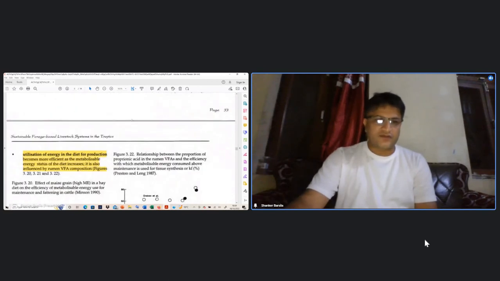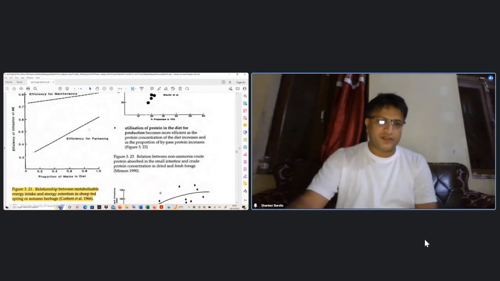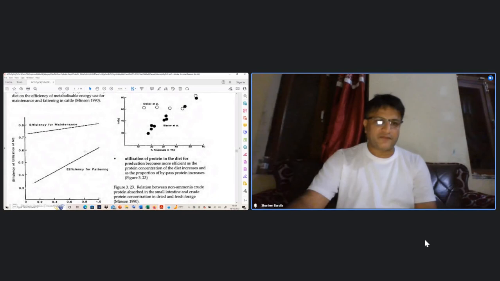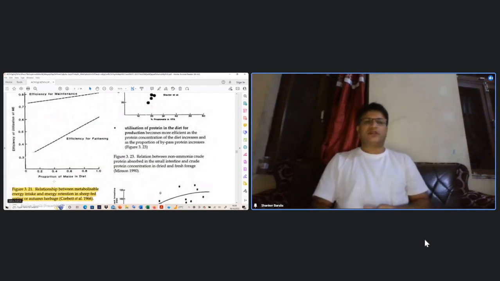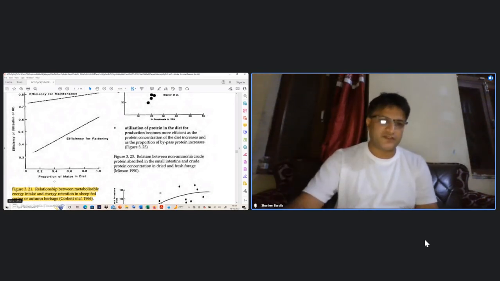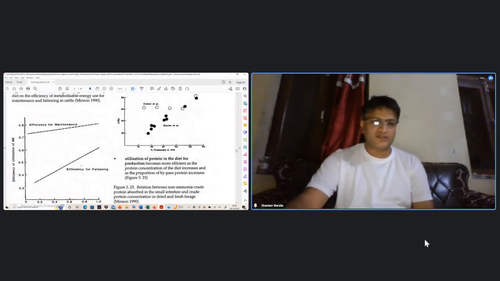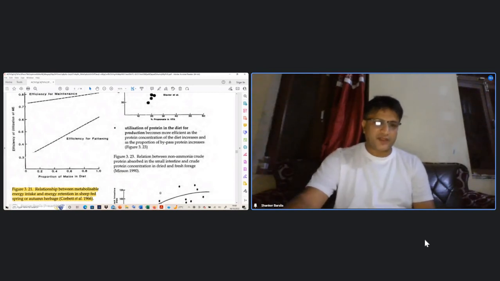Okay, so another thing is utilization of energy in the diet for production. Here is one example: if the proportion of maize in the diet is increased, then fattening is also possible at a good rate, and efficiency of maintenance is also possible. Right? So the first consideration in feeding is the maintenance of energy. Okay, then that governs all the things: efficiency of protein intake, efficiency of fattening, efficiency of growth, everything is based first on the energy concentration. Here is one example from maize.